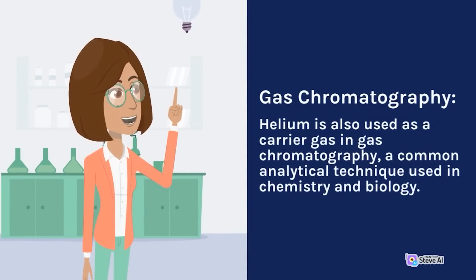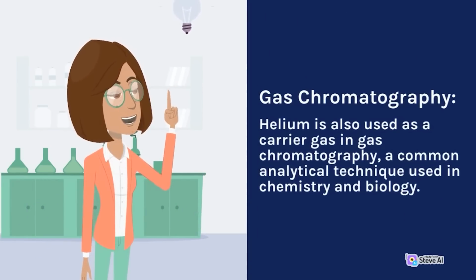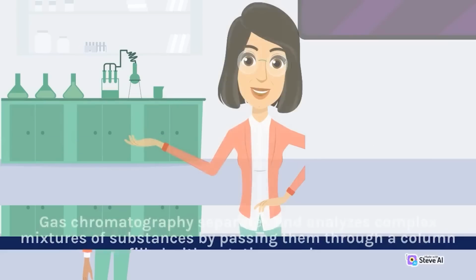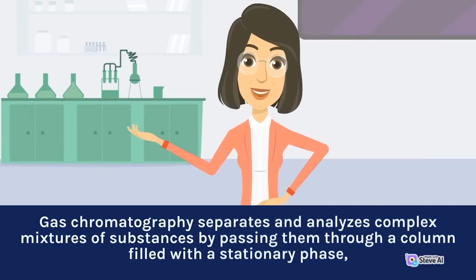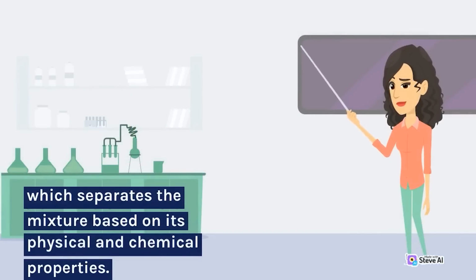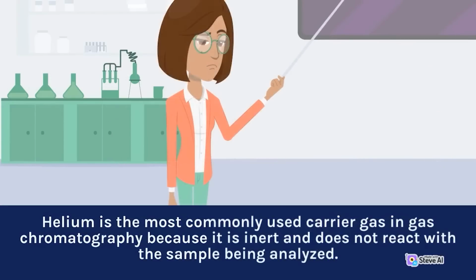Gas chromatography. Helium is also used as a carrier gas in gas chromatography, a common analytical technique used in chemistry and biology. Gas chromatography separates and analyzes complex mixtures of substances by passing them through a column filled with a stationary phase, which separates the mixture based on its physical and chemical properties. Helium is the most commonly used carrier gas in gas chromatography because it is inert and does not react with the sample being analyzed.